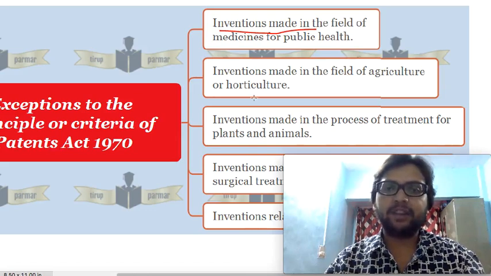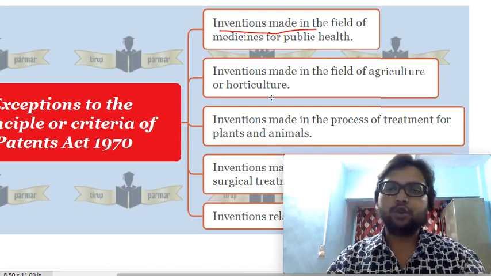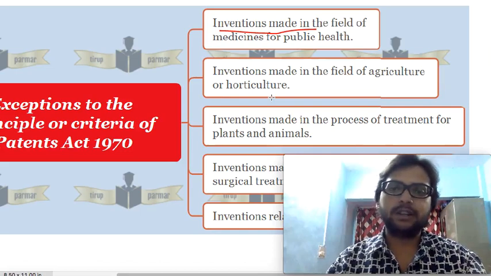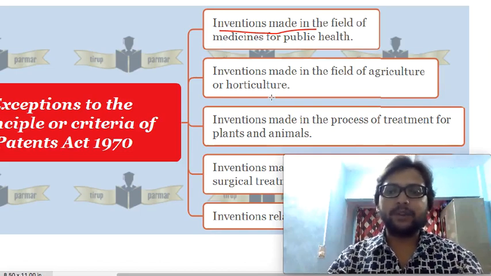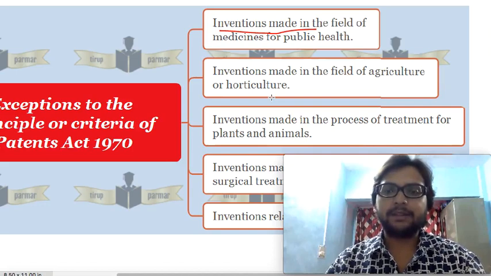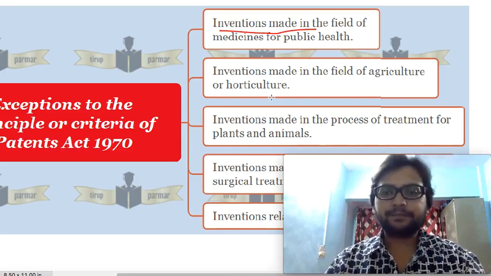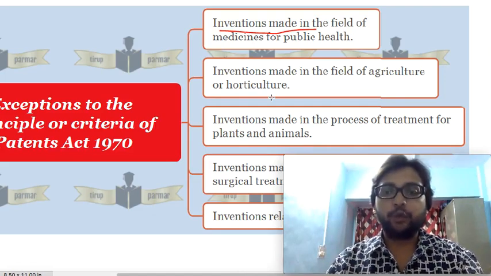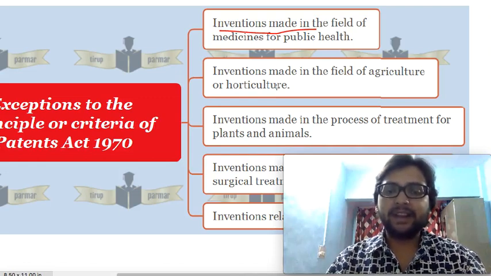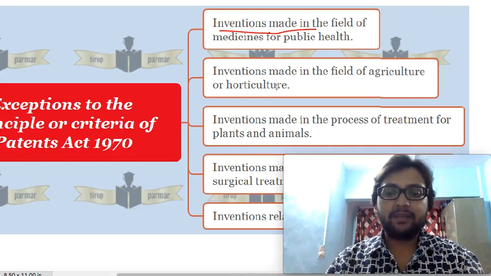Inventions made in the field of agriculture and horticulture are also not under patent. Why? Because, as we know, in India, the farmers' way of living, or we can say the condition of farmers, is very poor. If some scientist invented something which might help farmers produce more food, and that idea is patented, then our farmer cannot use it easily, and we cannot help our farmer to grow better.